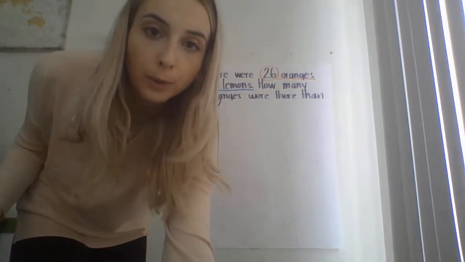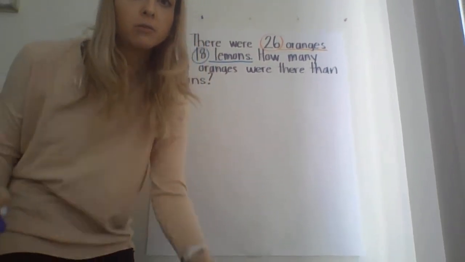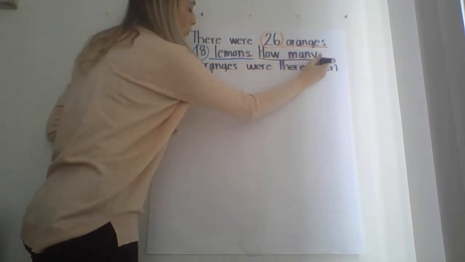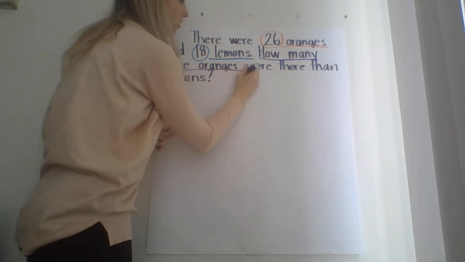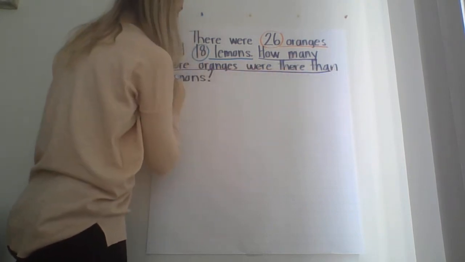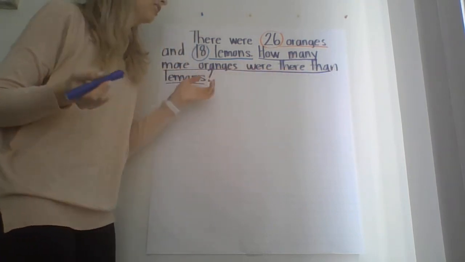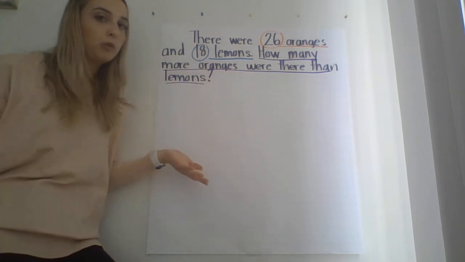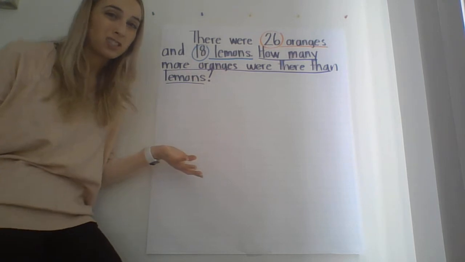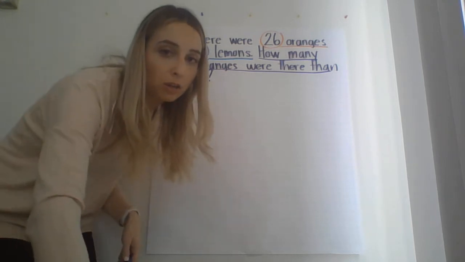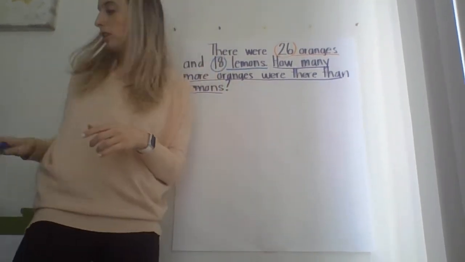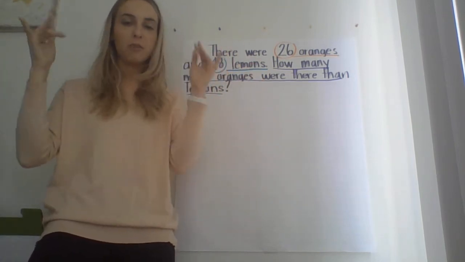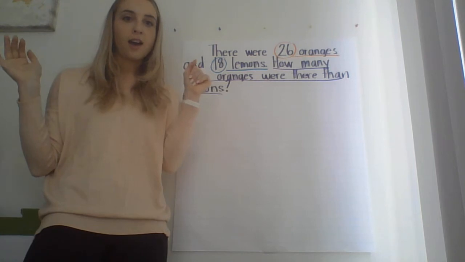And we want to know how many more oranges are there than lemons. So that's what we know. And we know there's 26 oranges, and we know there's 18 lemons. We don't know how many more oranges there were than lemons. All right, now close your eyes. So we're going to visualize. When I say visualize, you're going to say make a movie in your mind. All right, visualize.